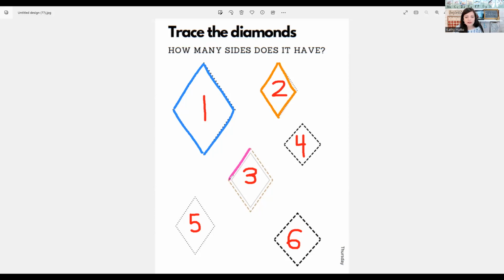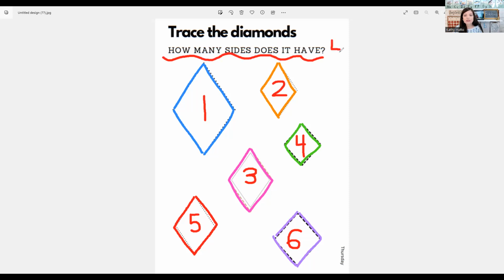It's up to you. 1, 2, oh, here's number 3. Okay, and 4. We're tracing diamonds. Diamond looks like this. 5. And I have one more diamond to trace. 6. 4 sides, all 4 sides are diagonal. So this question says, how many sides does it have? It has 4 sides that are diagonal.